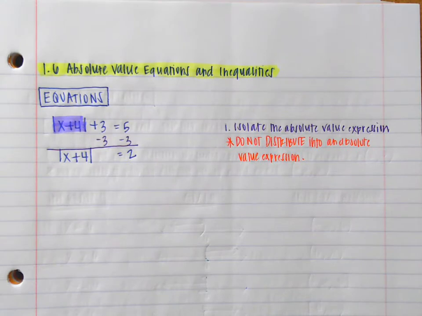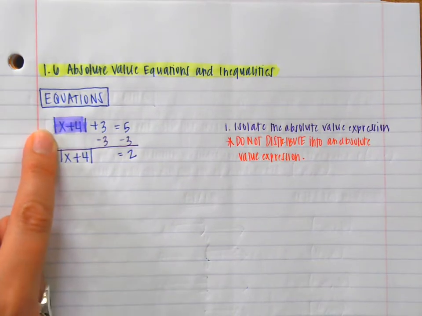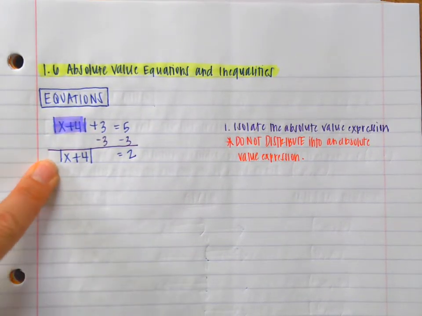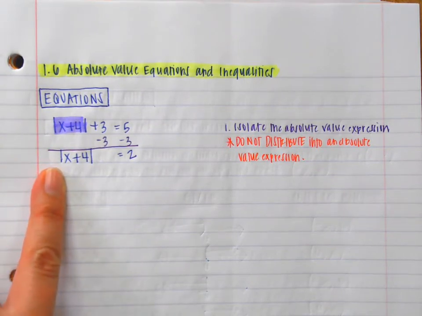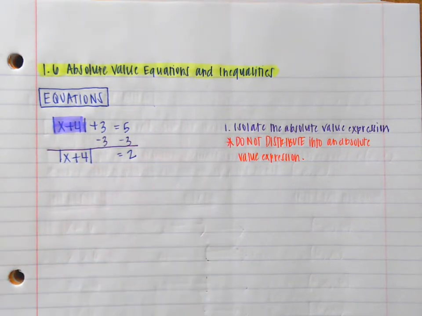Okay, so let me explain that one more time. So let's say I had a 2 out here. Instead of distributing that, I would have brought that down. And then to continue isolating the absolute value expression, I would have divided both sides by 2. So we don't ever distribute the 2 or whatever the number is on the outside of the absolute value expression. We always divide it off to get rid of it.